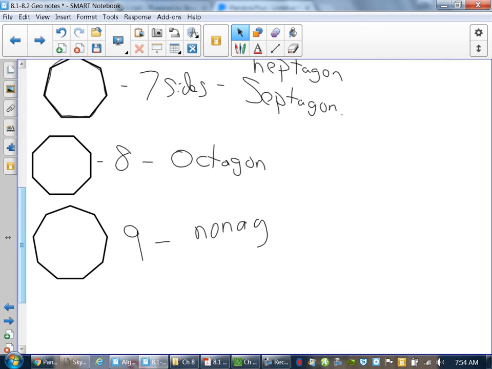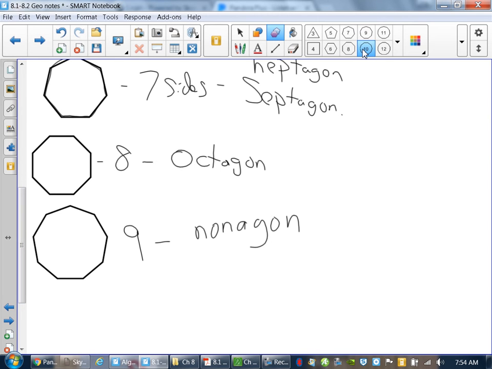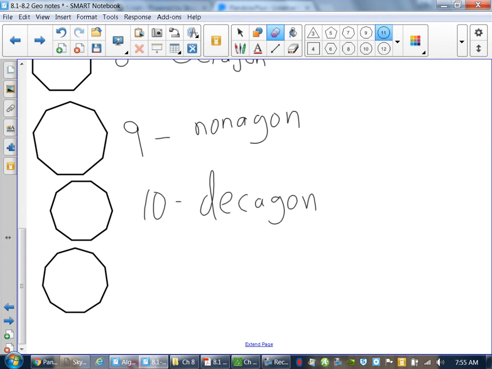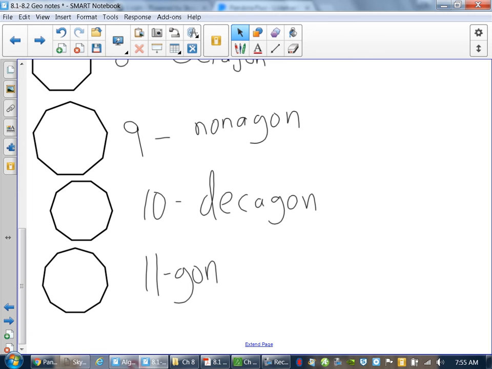And 10 will be a tenagon. So 10 is the decagon because decade is 10 years. So a 10-sided figure is the decagon. The 11-sided one, it's starting to look like a circle. There's an undecagon and a dodecagon. A dodecagon is 12, and after that, they got lazy.